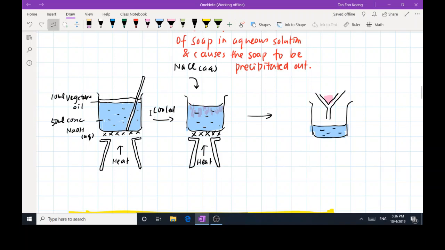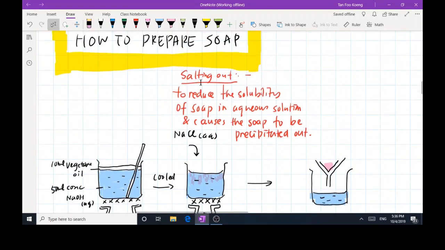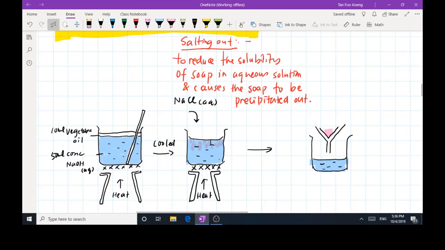Then I'm going to cool the mixture down. After that, I'm going to dissolve NaCl, which is table salt, in water, and I pour the water in and stir the mixture while heating. So what happens is this: the salt NaCl is added to reduce the solubility of soap in aqueous solution. This will cause the soap to precipitate out. As a result, we will be able to see a lot of white solids precipitated out on the top of the mixture.